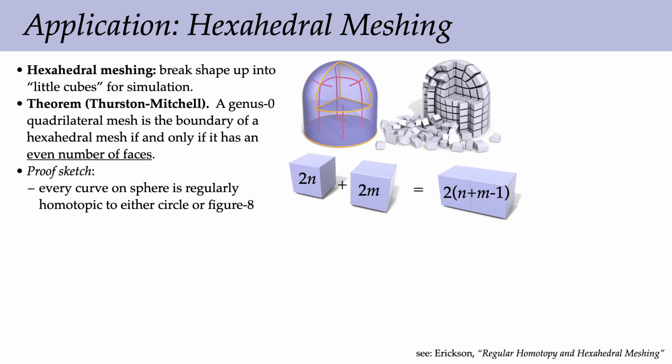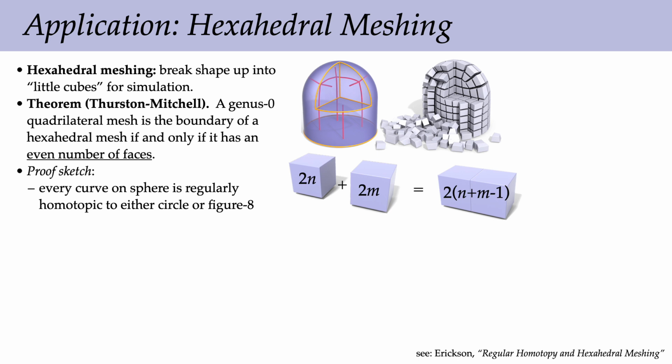In the sphere, actually, it's somehow simpler. It turns out that every curve is regularly homotopic to either a little circle or a little figure 8. And the reason for this is that on the sphere, we have moves that we couldn't do in the plane.